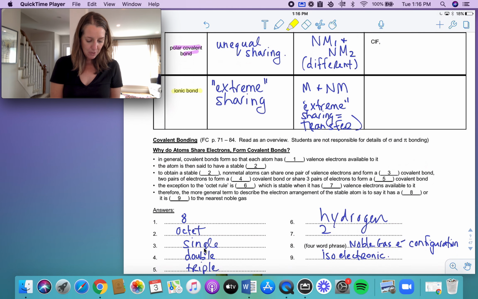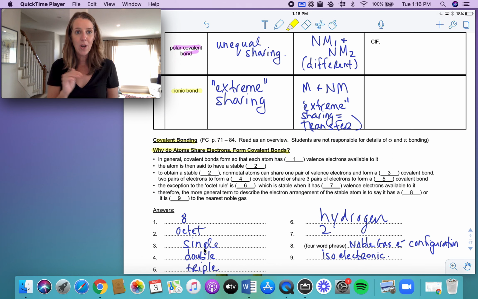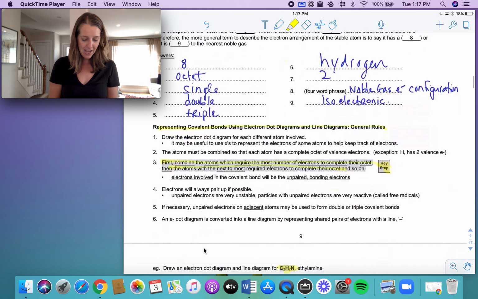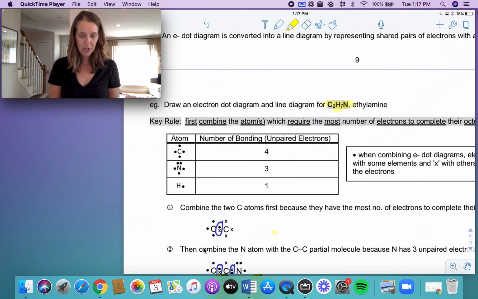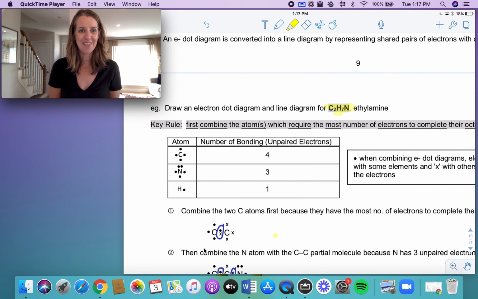Now, we're going to look at, in general, covalent bonding, and in more detail what's actually happening between these, and we're going to look at that polarity. So go ahead and read through this little fill in the blank, fill your answers in, and then we're going to move on to showing what this looks like using an electron dot diagram and what are some of the general rules for this. Okay, so the rules are on the bottom of page number 9, and then we're going to actually do the work on the top of page number 10.